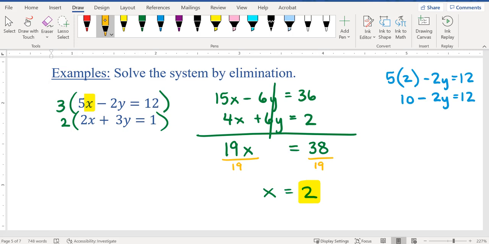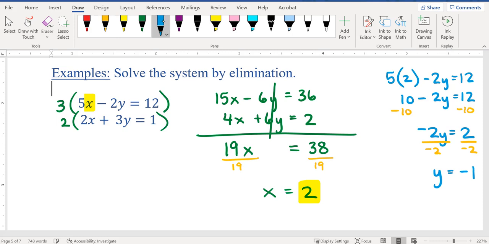I'm trying to get the y by itself. Subtract 10, minus 2y equals 2. Divide by negative 2. So I end up with y equals negative 1. What is my answer? My answer is the ordered pair 2, negative 1.